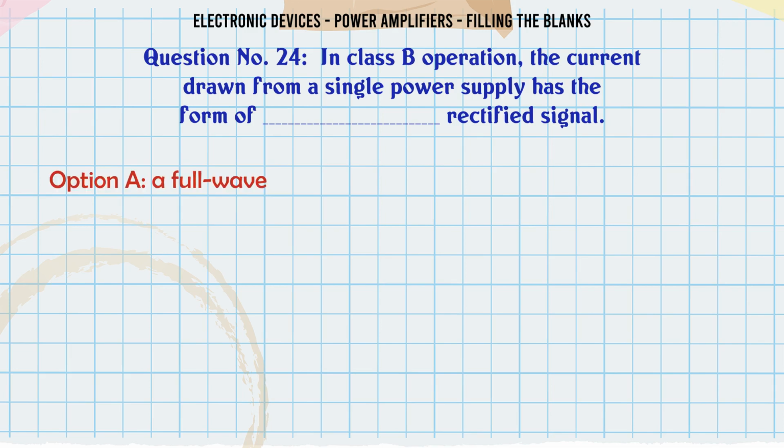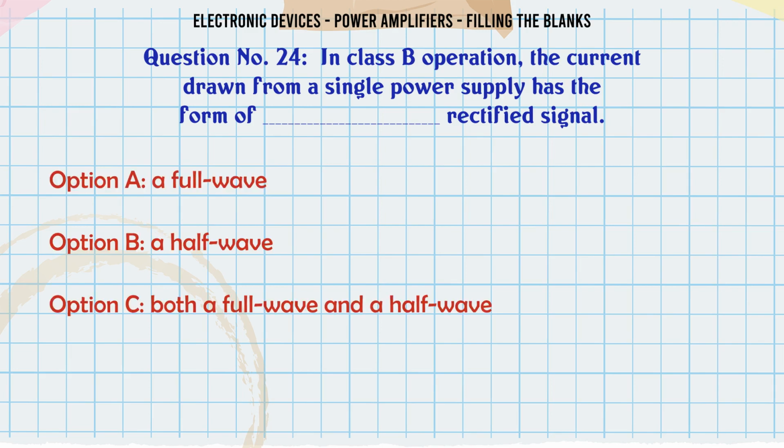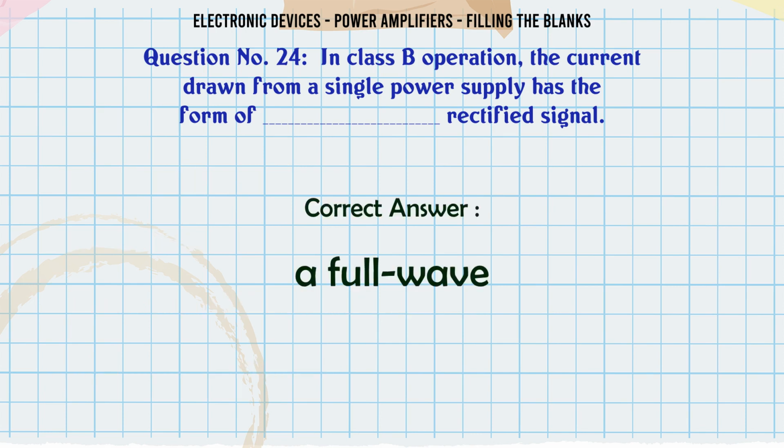In Class B operation, the current drawn from a single power supply has the form of rectified signal. A: full wave, B: a half wave, C: both a full wave and a half wave, D: none of the above. The correct answer is a full wave.